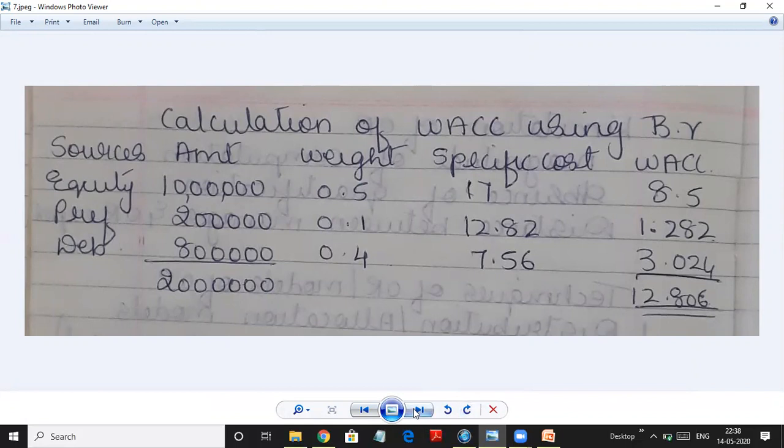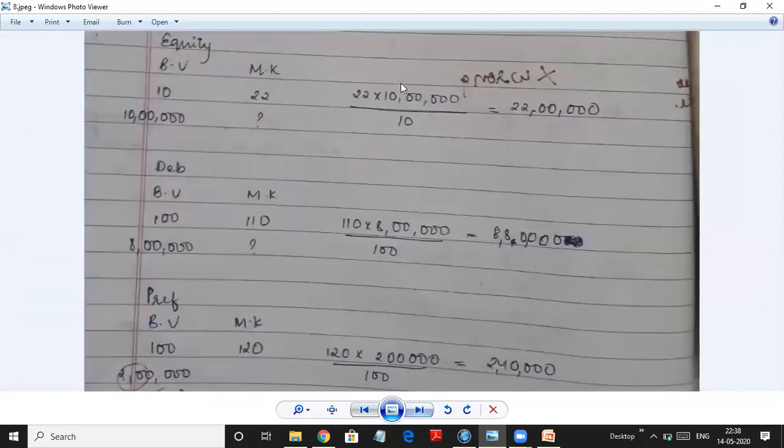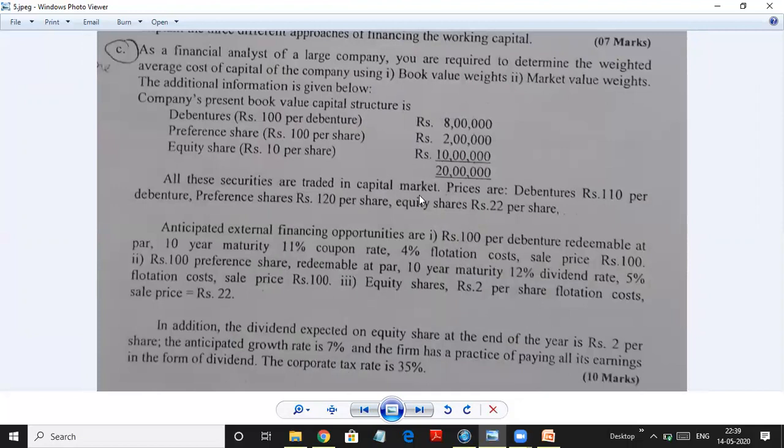Now we have to find the market value weights, for which we first have to find the market value. I told you that while calculating the market value, we will use the data from the first paragraph, which talks about the current capital market value. All the securities are traded in the capital market, and these prices are the market value. So we will use this.